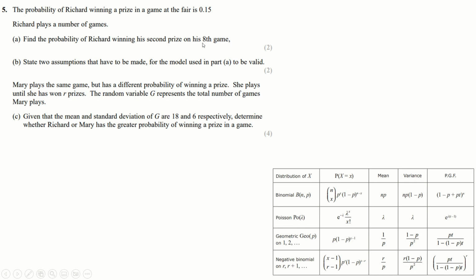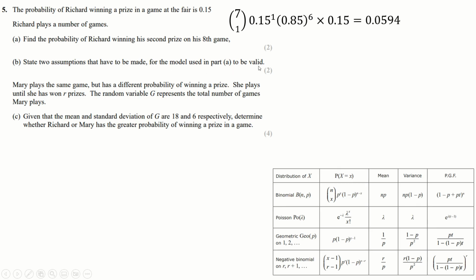So the probability of winning 1 prize in his first 7 games is 7 choose 1, because you want 1 game where he wins. This is the probability of winning 1 game, and then this is the probability of losing 6 games. So it's a binomial, of course, and we want to win 1 and lose 6, and we can win any one of those 7. Then we need to multiply that by the probability of definitely winning his 8th game, which is just times 0.15. And we get that, and we get this number here.